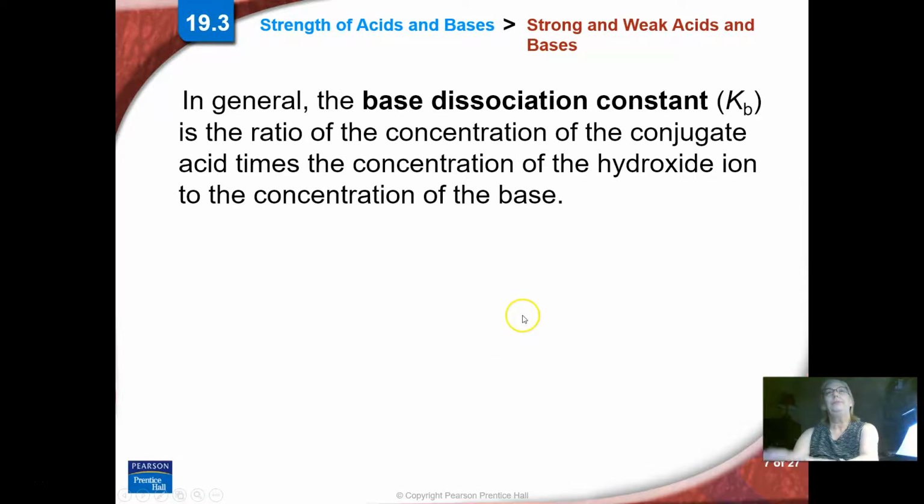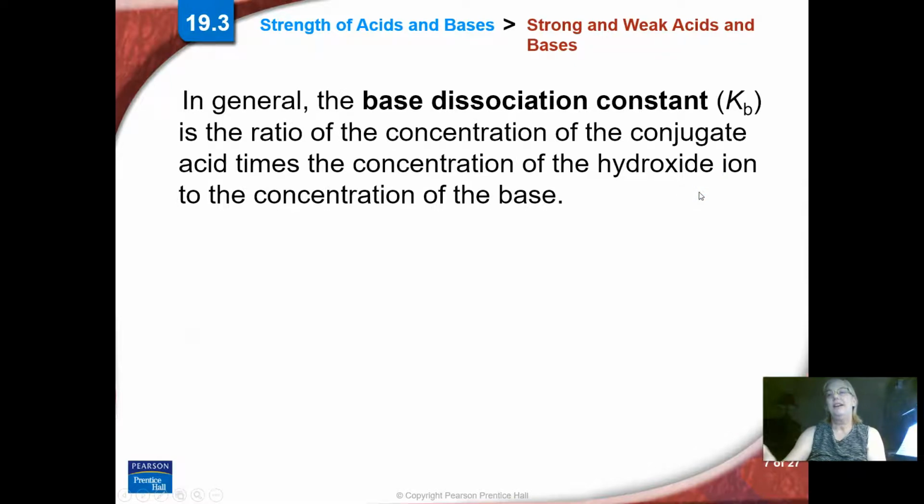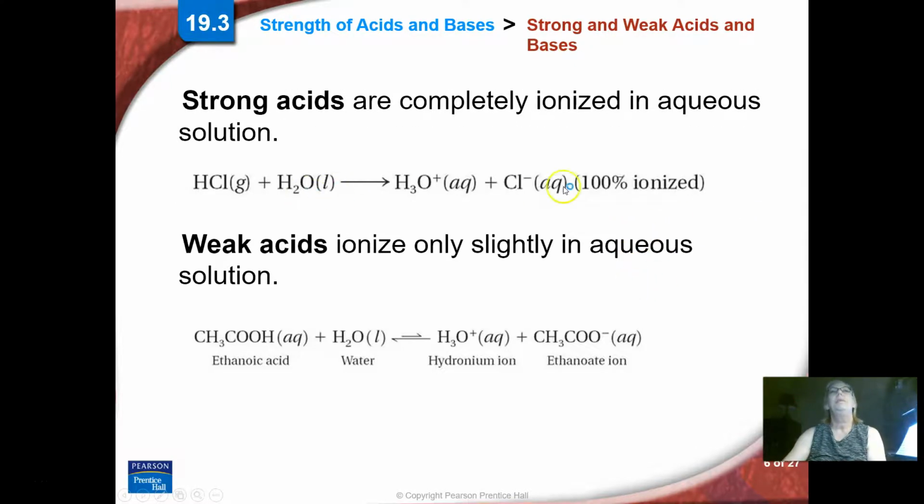Strong acids will 100% ionize. Oh, sorry, my computer's messing up. They will completely ionize. And then weak acids won't completely ionize, so you'll have some of these still remaining in the container, and you'll have a few of these. So this small arrow is saying some of it changes here, but most of it stays in this form. That's a weak acid.